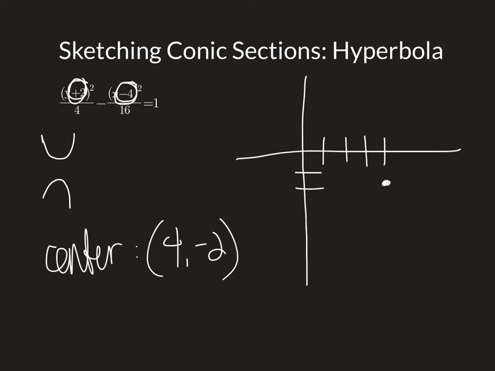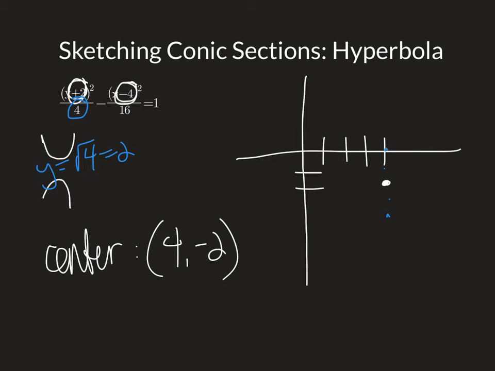So now we need to make our box. We always make a little box for our hyperbola. It's not a part of the graph. You're never going to see it on Desmos or anything, but we need to make the box for our graph. So in the y direction, we go the square root of 4. The square root of 4 is 2. So we're going to go 2 units up and 2 units down in the y direction.